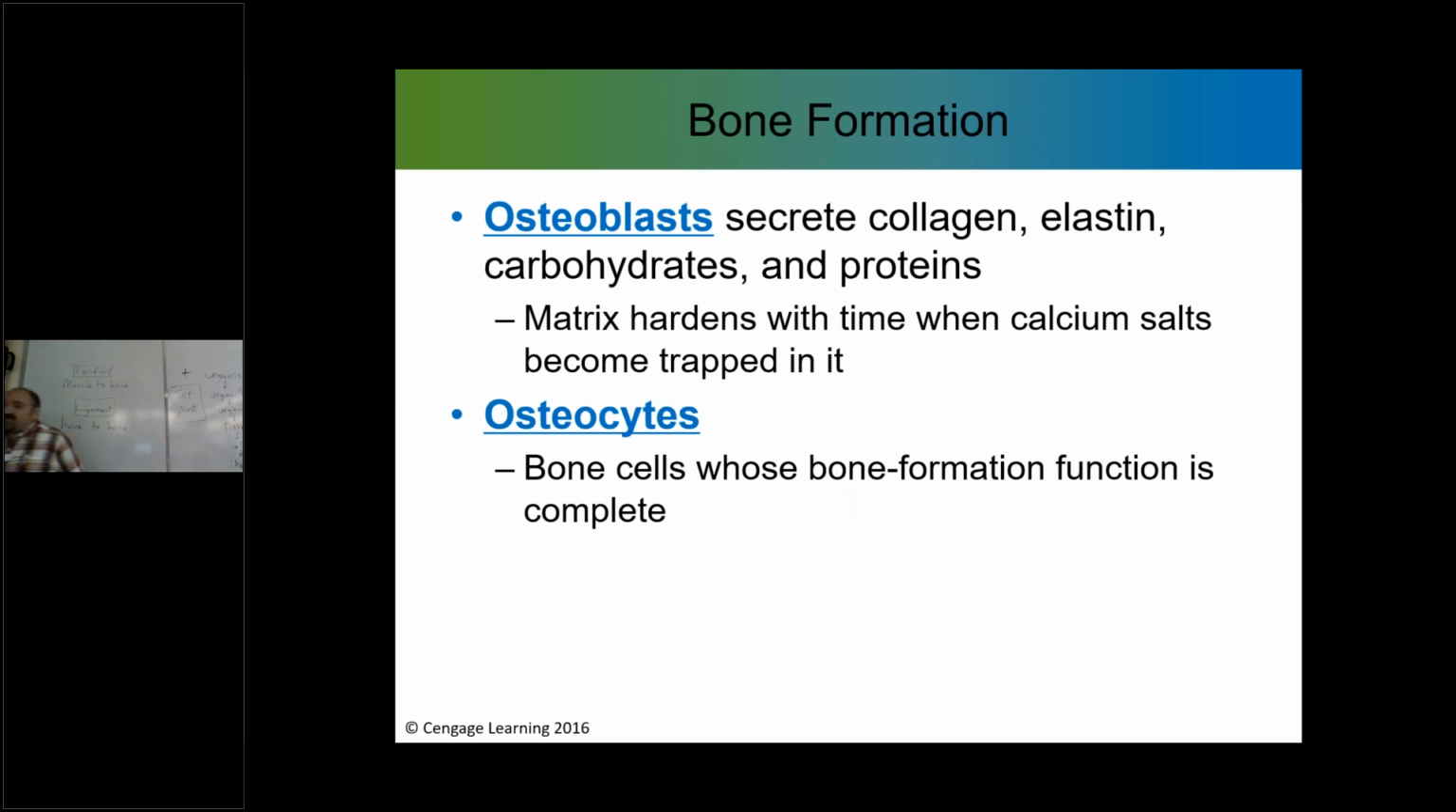Recall I said to you that a cyte, C-Y-T-E, is what? A cell, right? So an osteocyte is a what? A bone cell. And in particular, this is a mature bone cell, osteocytes. So mature bone cell means it's not growing any further. Osteocyte, a mature bone cell. Osteoblasts, they're involved in what? Building bone.